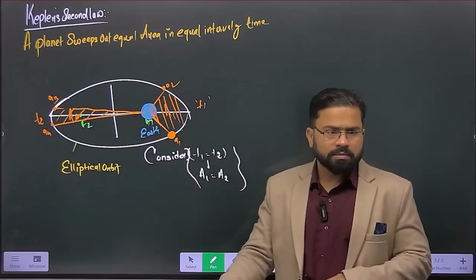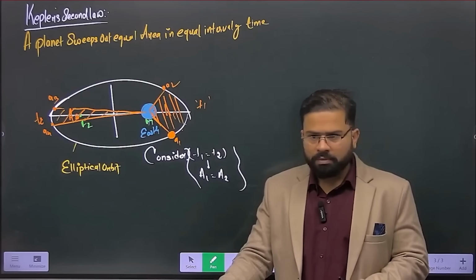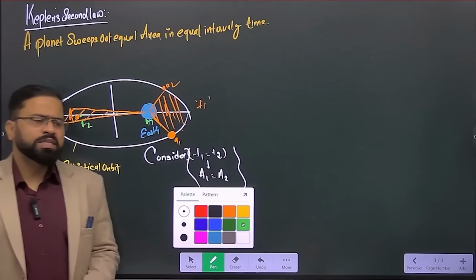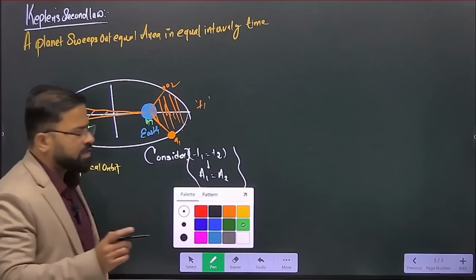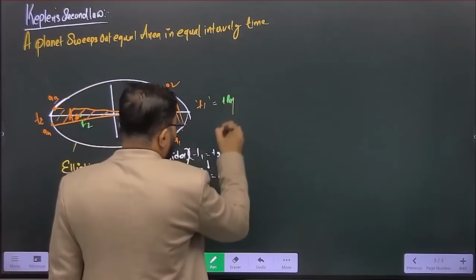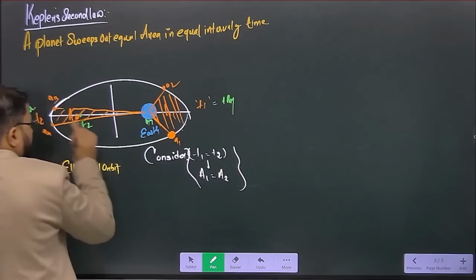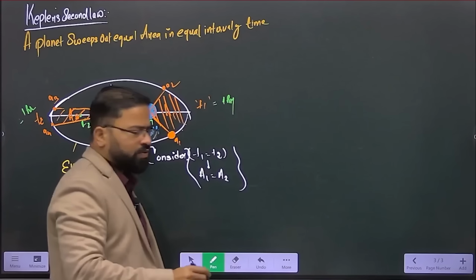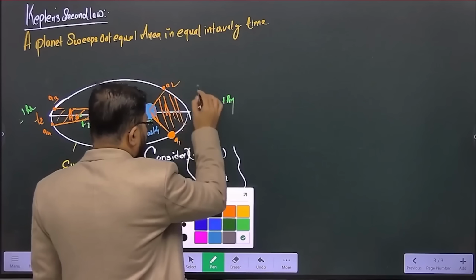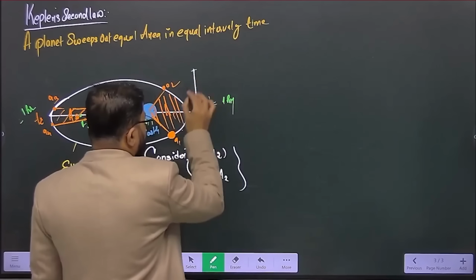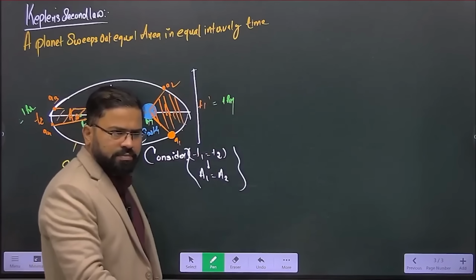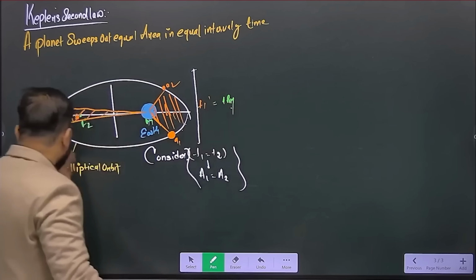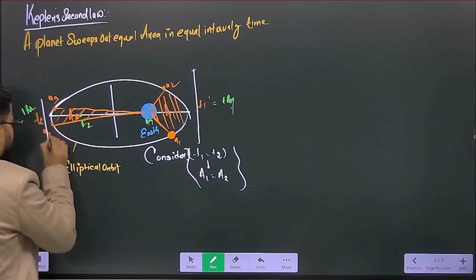What does it mean? Let us consider, for the sake of simplicity, this time as 1 hour. So here also it is 1 hour. Now if you convert this curved path into a straight line, that means within 1 hour the satellite has covered this particular distance, and over here, within 1 hour, it has covered this distance.